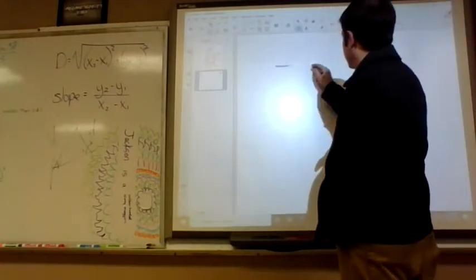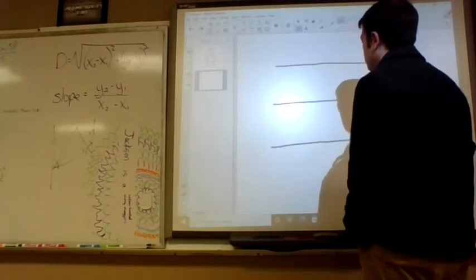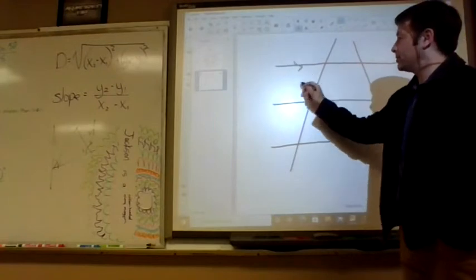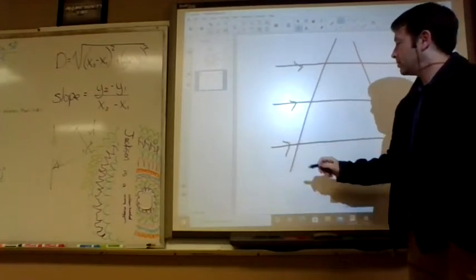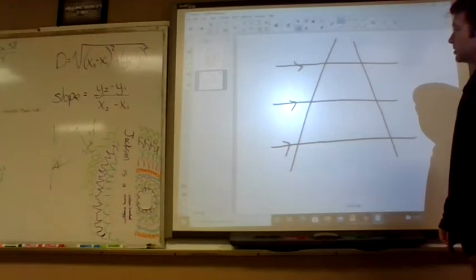Alright, this one's kind of weird. If these three lines are parallel, then they're gonna cut.